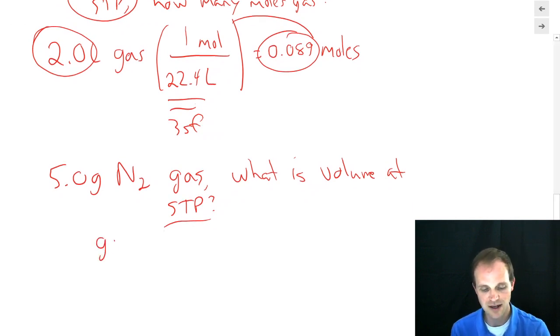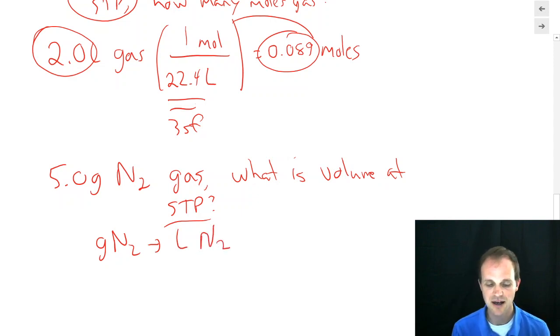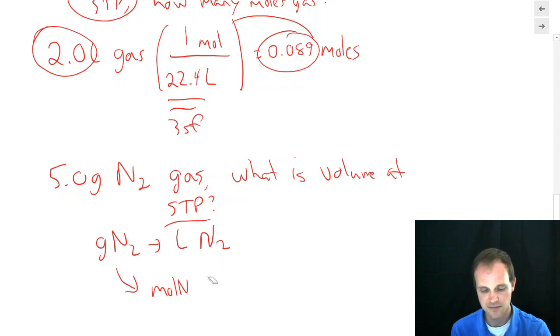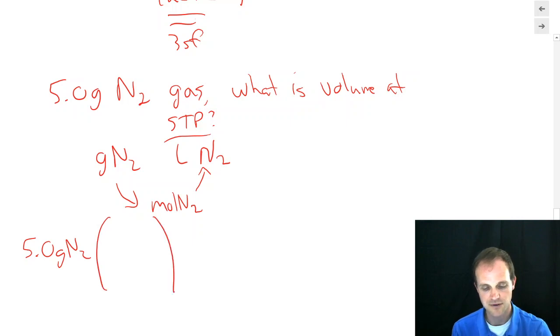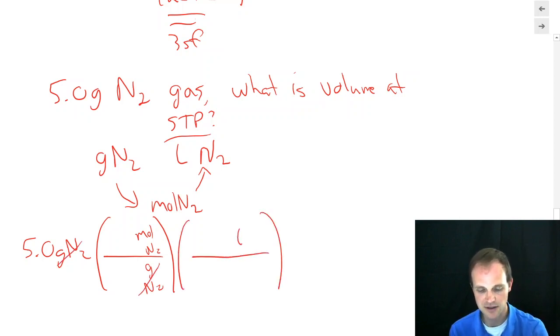But I can't go from grams of N2 straight to liters of N2 because I only have something that takes me from moles of N2. So what do I need to do? I need to do grams of N2 to moles of N2 to liters of N2 as my plan. So I'm going to start off with my 5.0 grams of N2. My first thing is to go to moles of N2. Grams got to go on the bottom, so it cancels out. Get my units first. I'm converting to liters of N2 over here. I need my moles of N2 to cancel out like that. Then we put in our numbers and our desired units here, liters of N2.